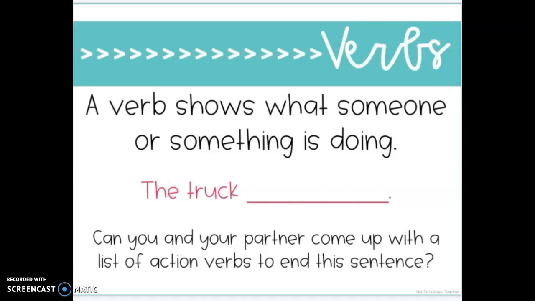The next slide has the sentence, the truck blank. See if you can think of an action verb that the truck could do. How about the truck screeched its tires? Screeched would be your action verb because it is what the truck did with its tires.